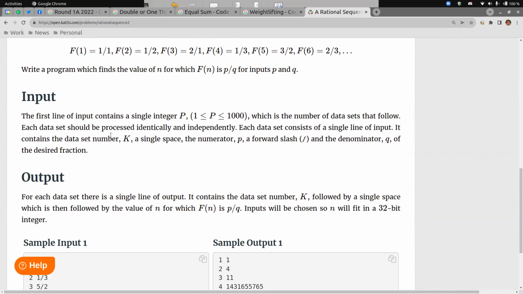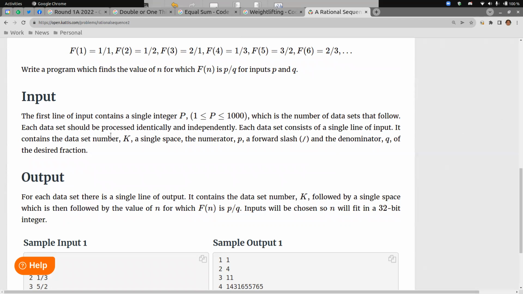What is it that you're supposed to output? For each data set, there's a single line of output that contains the data set number k, which is the first number in each input, followed by a single space, which is then followed by the value of n for which f of n is p over q. So in other words, I need to find in this sequence, in this tree, if I were to look at it one level at a time and start counting, which one is it that will give me p over q? That's the question.